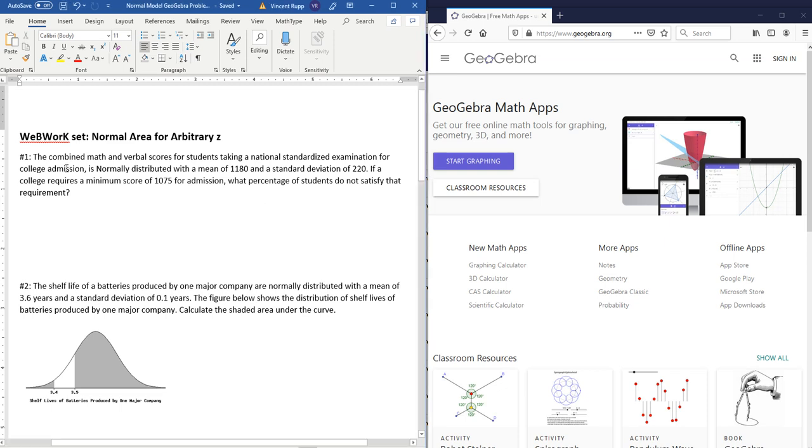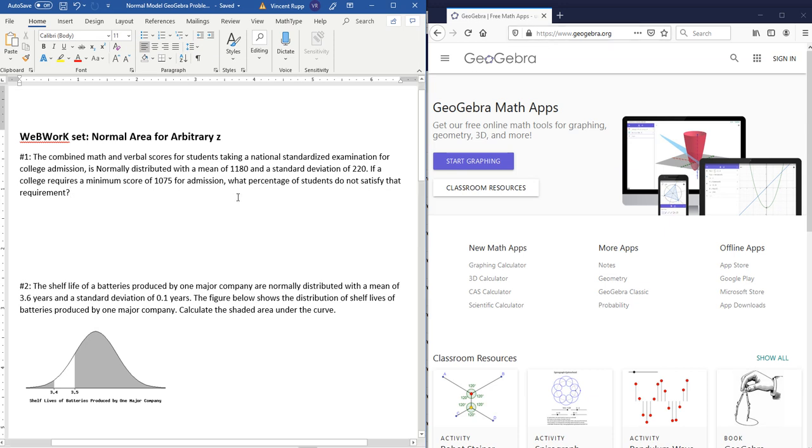So here I've taken some problems from the WebWorK set, normal area for arbitrary z, just to give you an idea. So if you want to follow along with your WebWorK set with different numbers, you can at least get a few of these filled in right now. Number one said the combined math and verbal score for students taking a national standardized examination for college admission is normally distributed with a mean of 1180 and a standard deviation of 220. If a college requires a minimum score of 1075 for admission, what percentage of students do not satisfy that requirement?